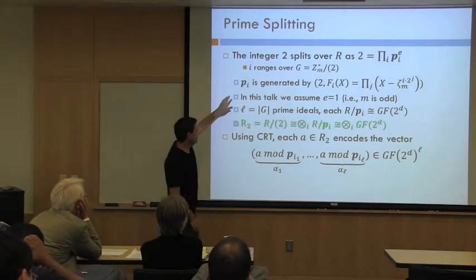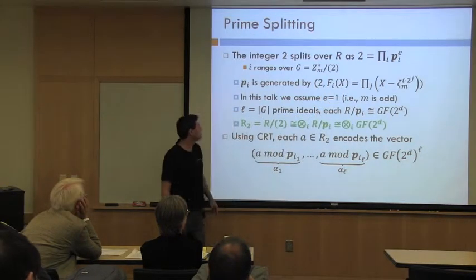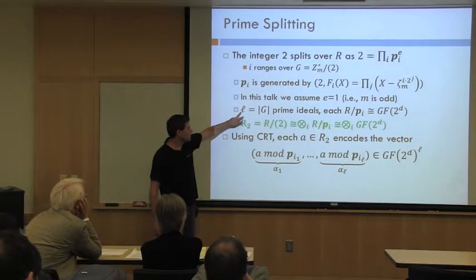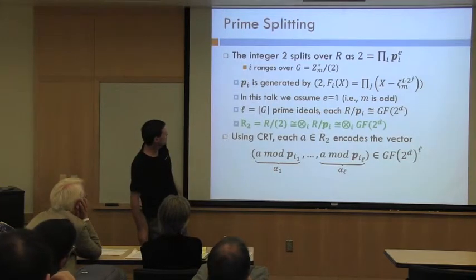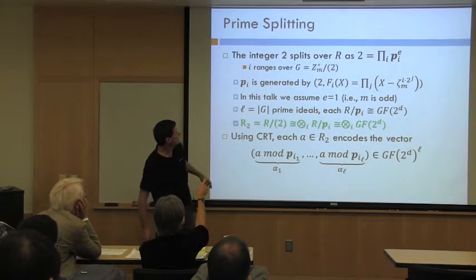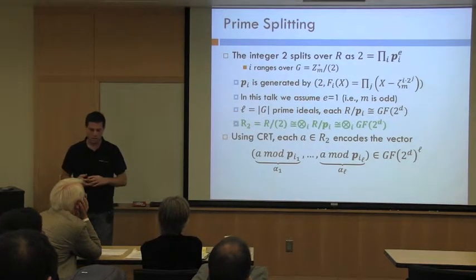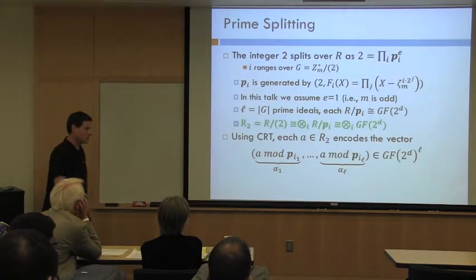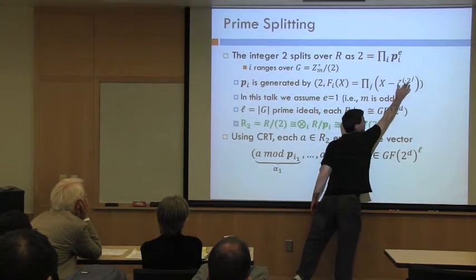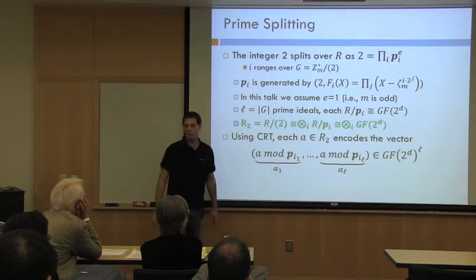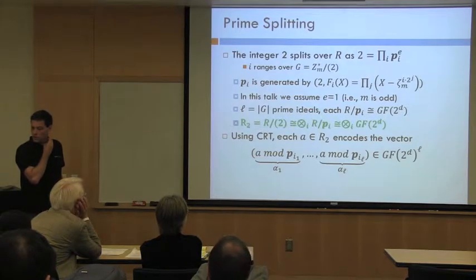And each prime is generated by 2 and one of these polynomials. The number of primes is exactly the number of equivalence classes in Z_M star over 2. And the degree of each one of these polynomials is clearly the order of 2 modulo M. And assuming e equals 1, the product is Φ_M.